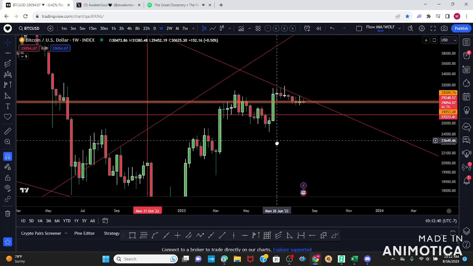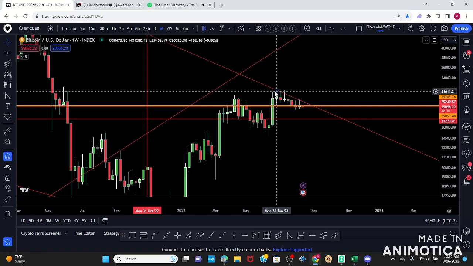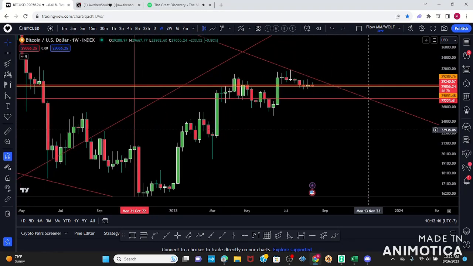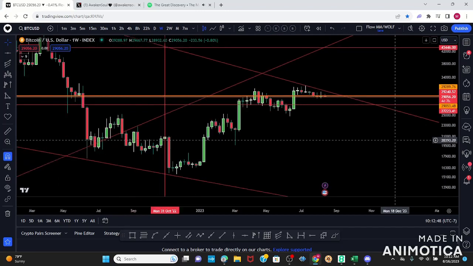So on my weekly, just like I said, my range, I want to set some trend lines. Like, what do you see? What does this look like?